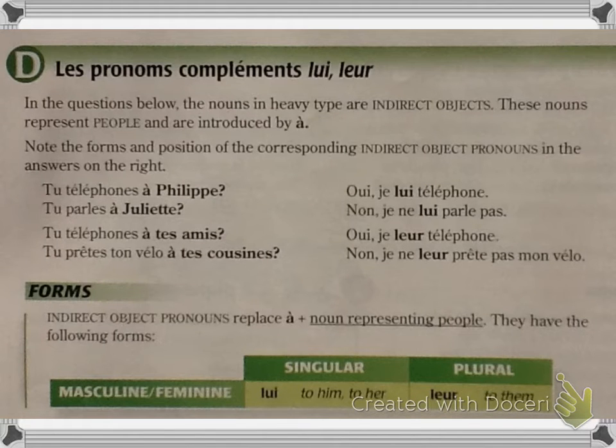Alright, day. Les pronoms compléments: lui, leur. In the questions below, the nouns in heavy print are indirect objects. These nouns represent people and are introduced by an "à." So again, an indirect object answers the question "to whom." And because they answer the question to whom, they're going to be introduced by this word, which means "to." Note the forms and position of the corresponding indirect object pronouns in the answers on the right.